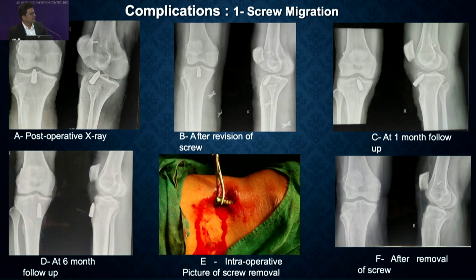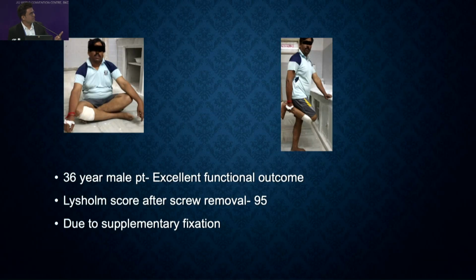Coming back to our first case, which I had shown initially, picture A shows the immediate post-op X-ray of the patient whereby the screw had penetrated intra-articularly. So we had to revise the screw, and at 1 month follow-up, the screw had backed out, and at 6 months, the screw had completely loosened up and was lying subcutaneously. So we had to remove the screw. Yet this patient had an excellent functional outcome after screw removal at the end of 1 year, with a Lysholm score of 95, and this patient had undergone supplementary fixation.